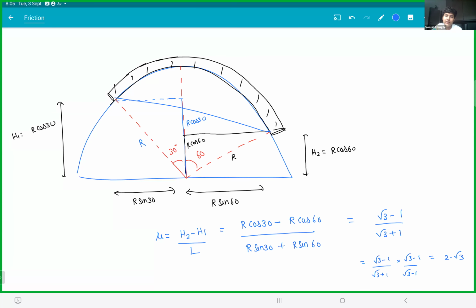Sir, so can we say from H2 to H1, if we draw a line along the horizontal, then the angle will be 15 degrees? Yes, it could be, because 2 minus root 3 is tan 15. Okay, that is fine. That is a geometry. Clear, na everyone? Next one.